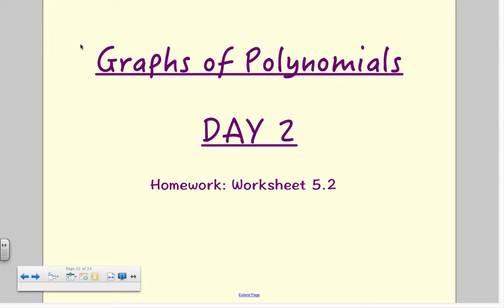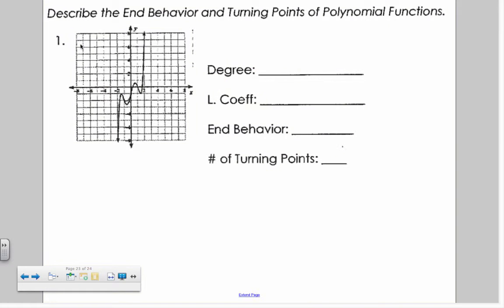Welcome to Graphs of Polynomials Day 2. This is from your worksheet 5.2. Let's start with number 1.